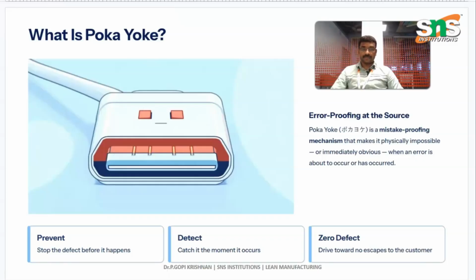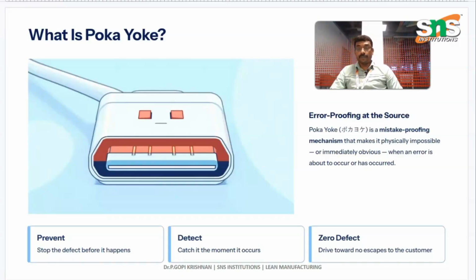What is Poka-Yoke? We know that Poka-Yoke is all about the mistake proofing methodology, strategy used in the manufacturing environment. So Poka-Yoke is all about the error proofing at the source. It is a mistake proofing mechanism that makes it physically impossible or immediately obvious when an error is about to occur or has occurred. We have several steps to be followed in the Poka-Yoke, which are we need to prevent, we need to detect, and we need to create the zero defect.